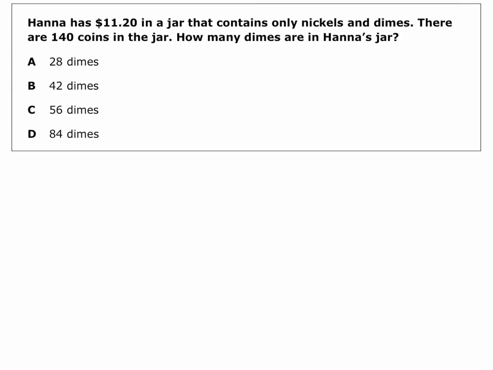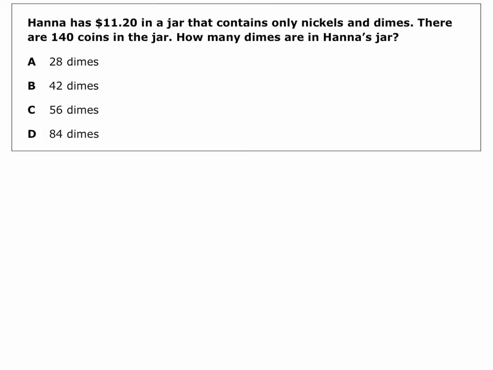This next example says Hannah has $11.20 in a jar that contains only nickels and dimes. There are 140 coins in the jar. How many dimes are in Hannah's jar? We have two pieces of information here. First of all, she only has nickels and dimes. We have two different values that those nickels and dimes add up to. The value of each nickel and dime adds up to $11.20.